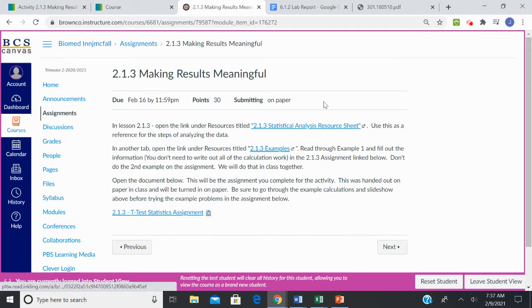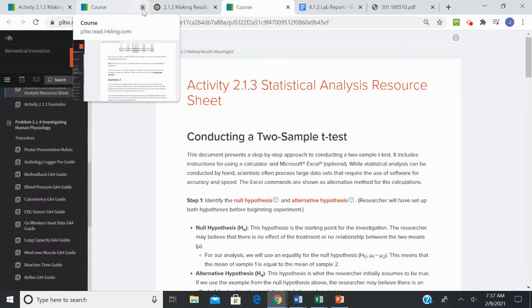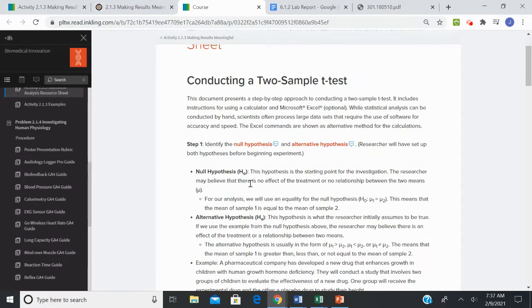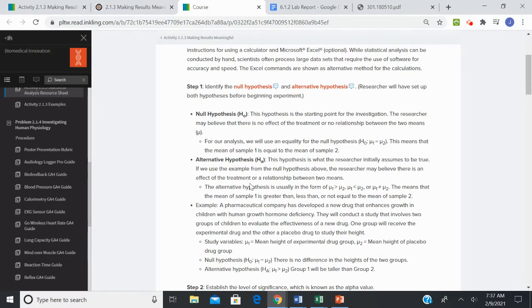So what I would look at first is this statistical analysis resource sheet, which gives you lots of background on terminology. It talks about what's called a null versus an alternative hypothesis. When you start an experiment, you have a null hypothesis where, comparing group 1 and group 2, if there's no difference and no effect of the independent variable, then those numbers are going to basically be the same.